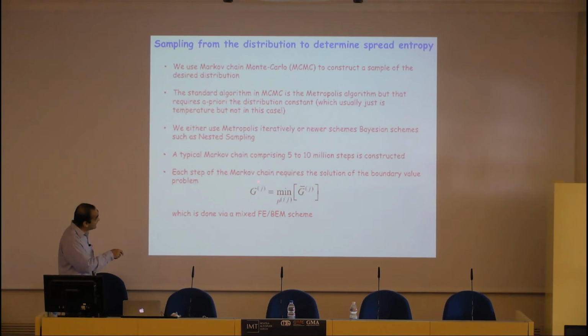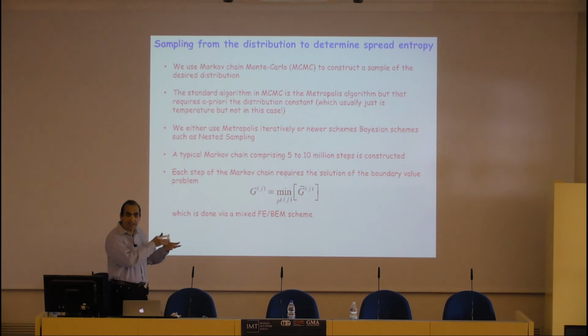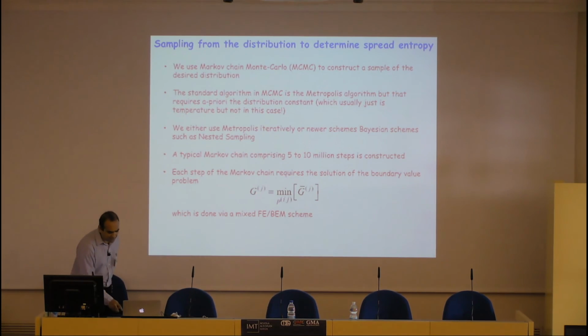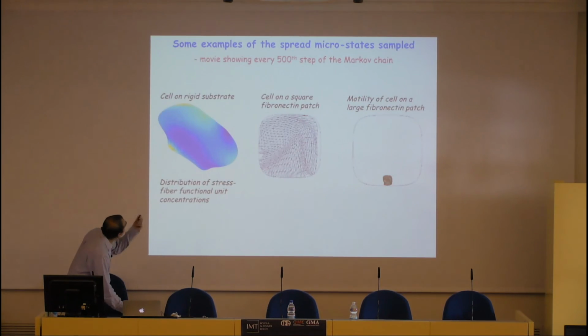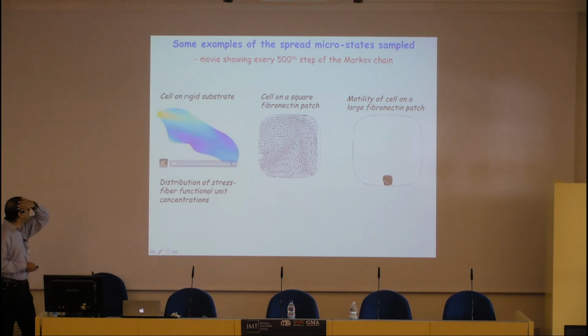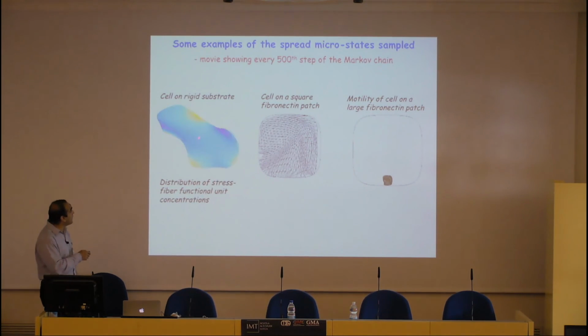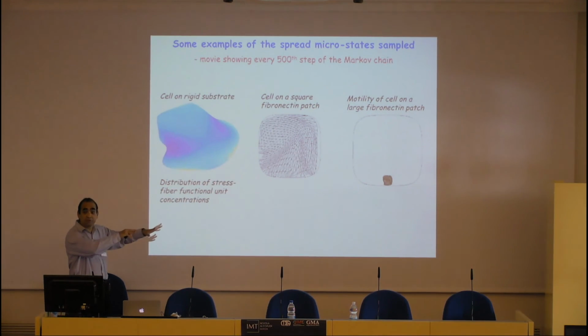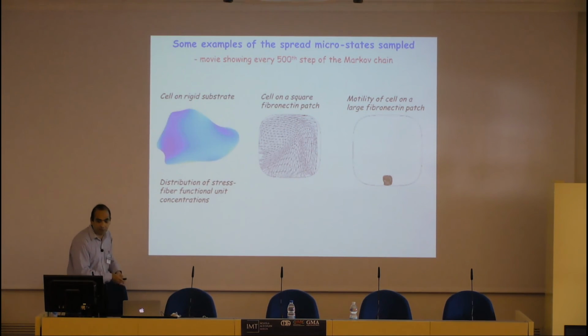At each of these steps, we'd have to solve that entire FE problem of the coupled biochemistry of the cell and the substrate. And we solve that by a mixed finite element boundary element method. The substrate is done by a boundary element method. The cell is done by a finite element method. So you do that, and this would give you some examples. For example, a cell on a rigid substrate, these would be all the sampled microstates. Remember, don't think of this as a time-lapse movie. These are just samples of the microstates.